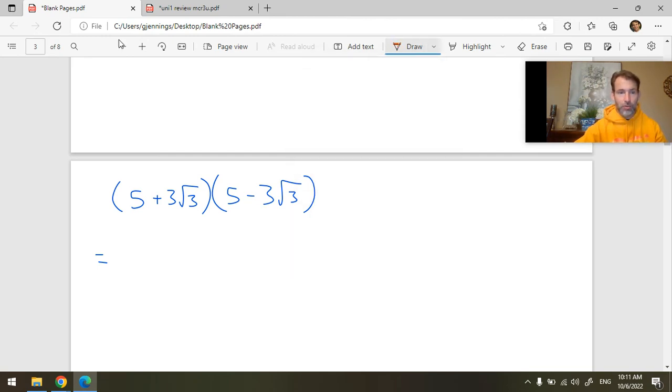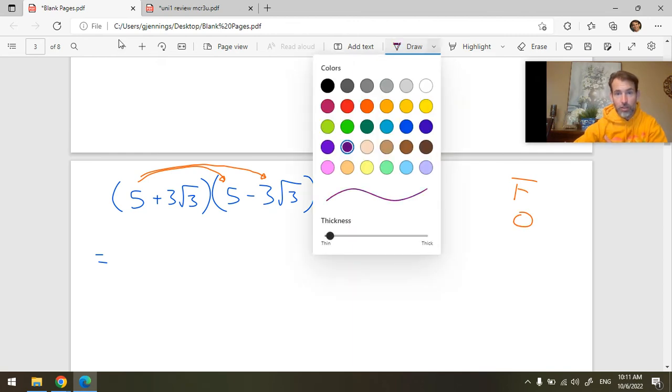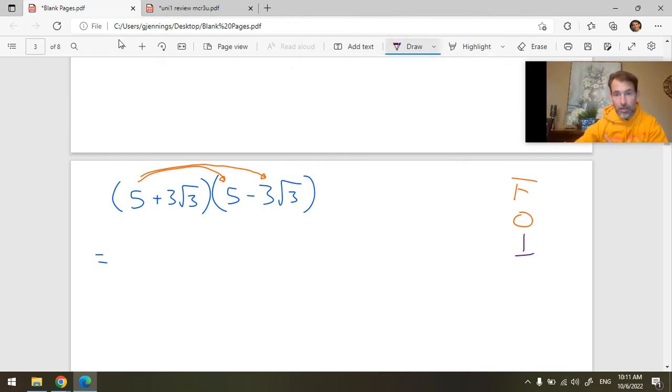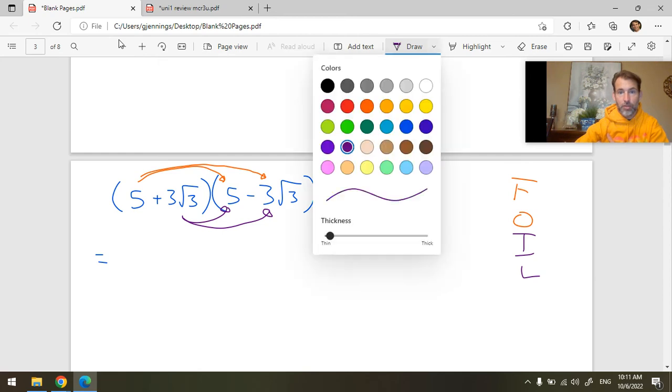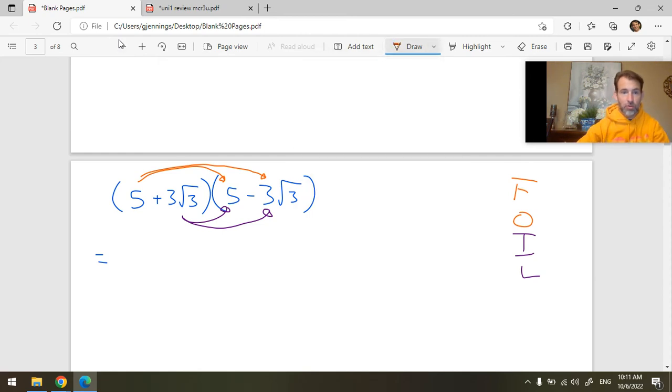So first we're going to do this times this and this times this. Okay, so we're going to do first the FOIL, right? F-O, and then I'll show you in another color, I-L. We're going to do inner two terms and last two terms. Okay, so first, let's do first times first. 5 times 5, 25. 5 times negative 3 root 3 is minus 15 root 3.